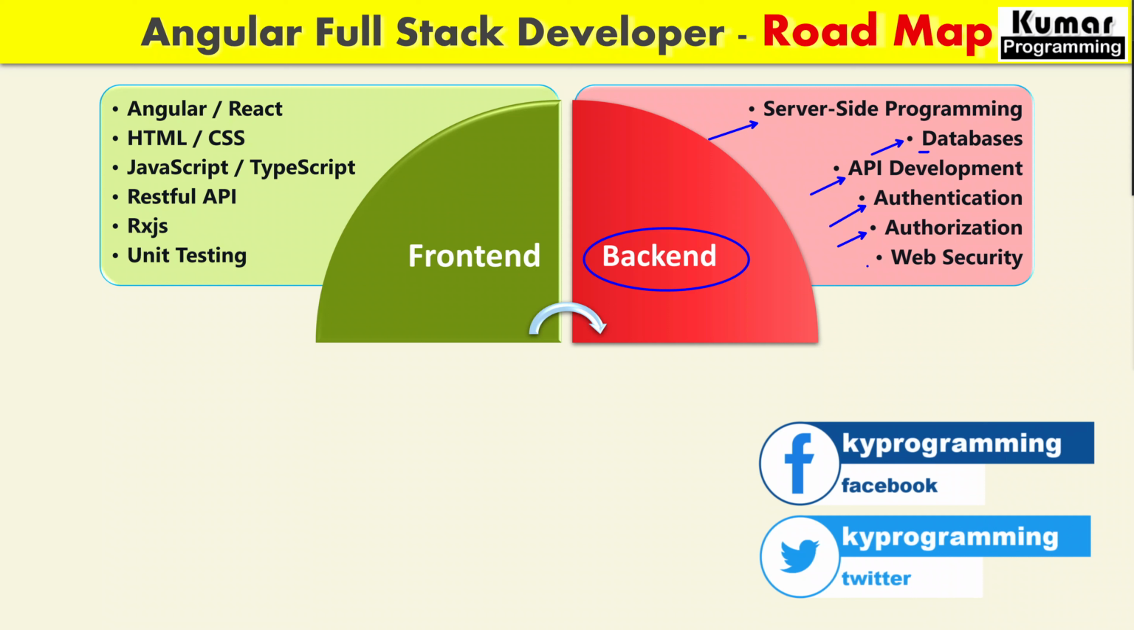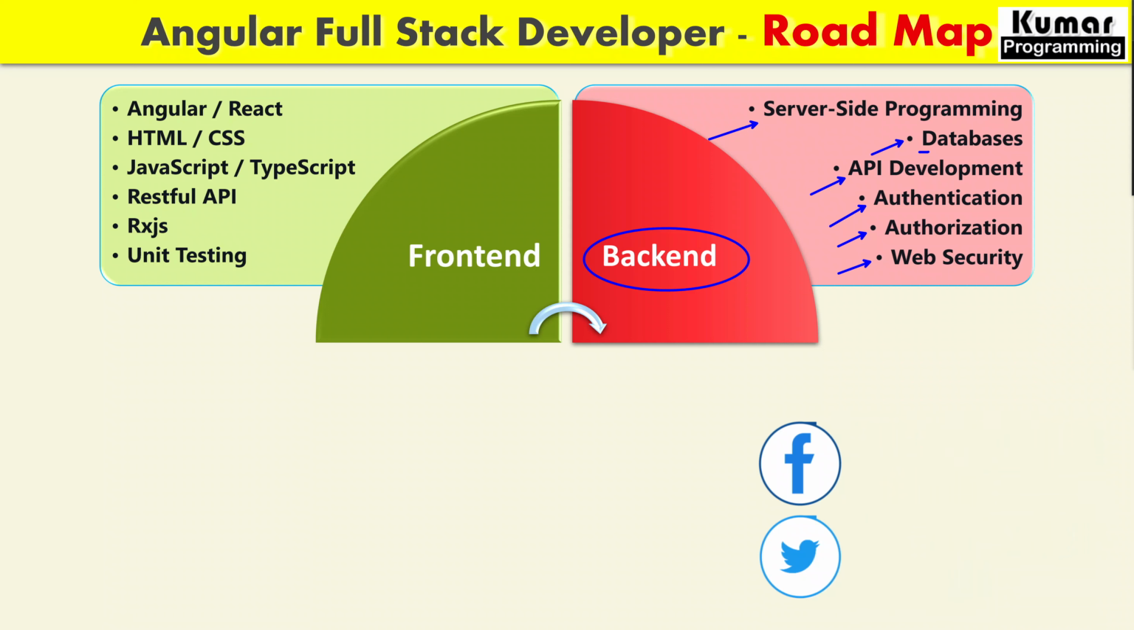And last but not the least from the backend is web security. If we are talking about web security, then we must ensure that our backend application is protected from attacks like SQL injection, cross-site scripting, cross-site request forgery, man-in-the-middle attacks, and denial of service attacks. So we should be aware of all those attacks and take care of prevention steps for those kinds of attacks, which we will learn in our upcoming videos.